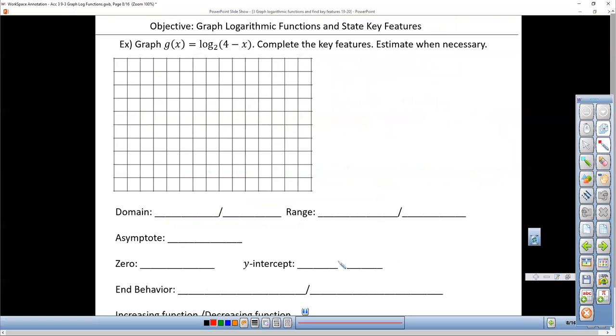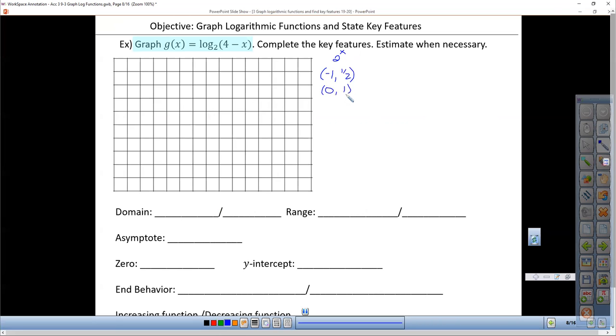Okay, let's take a look at this one. So this time we're going to graph a base 2 logarithm. That means that for our key points, I would want to be looking at my powers of 2, my 2 to the x. The ones on the graph started with an x of negative 1, so I'll do that. So negative 1 would give me 1/2, 0 would give me 1, 2 to the first power would give me 2, 2 squared would give me 4, 2 to the third power would give me 8.